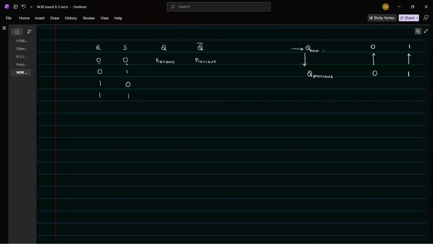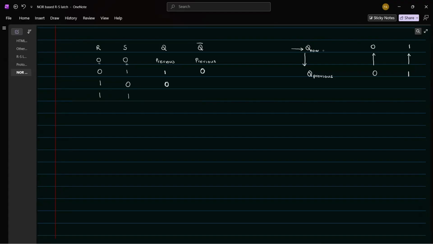That's the idea. What if the set operation happens? Well, when R is equal to 0 and S is equal to 1, Q should become 1. Since Q is 1, Q bar should be 0. Similarly, when reset is equal to 1 and S is equal to 0, then Q should become 0.